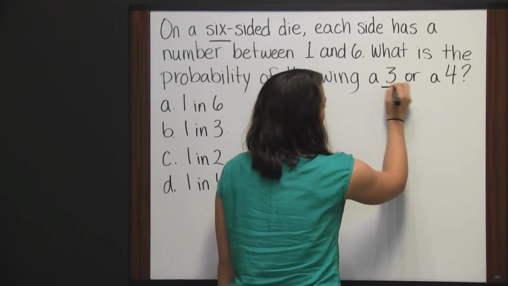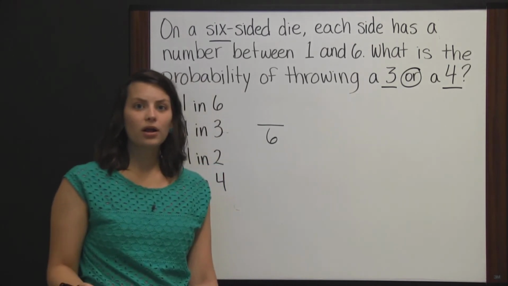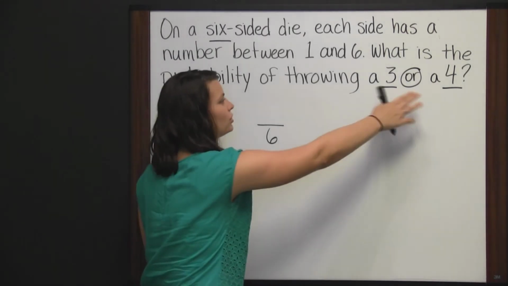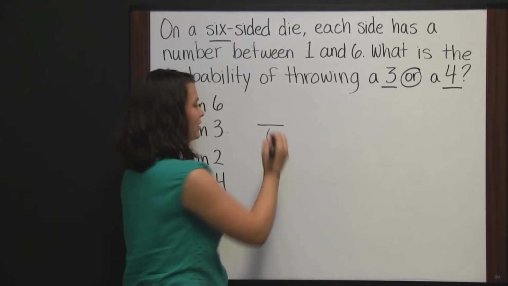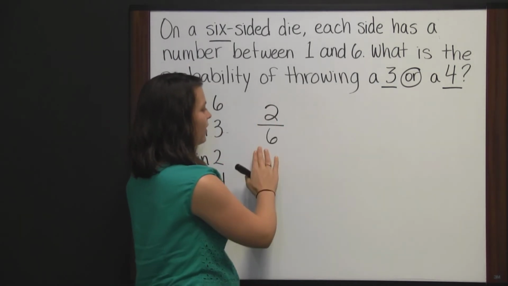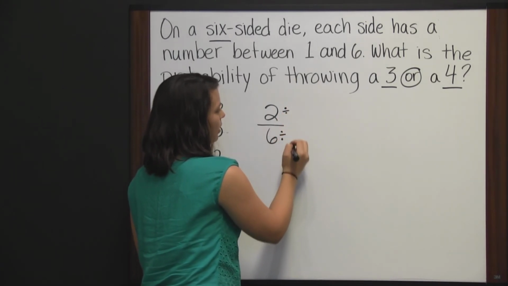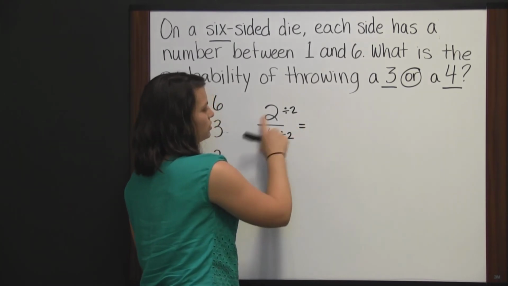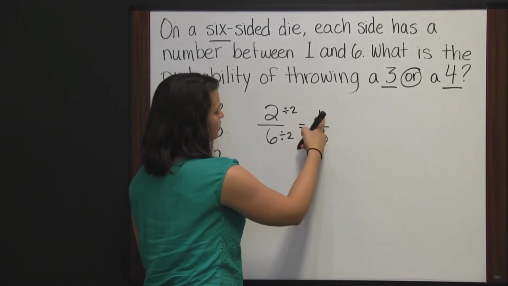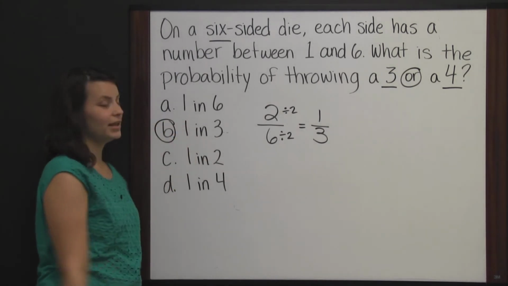We want to know what the probability of throwing a 3 or, and that is a key word, 3 or a 4. So if it lands on either one of those, we're good. So that's 2 different numbers that we could land on out of our 6 different numbers. And then of course we can simplify our fraction by dividing the numerator and the denominator both by 2. 2 divided by 2 is 1, and 6 divided by 2 is 3, so it's 1 in 3. Or, written like this, a 1 in 3 chance.